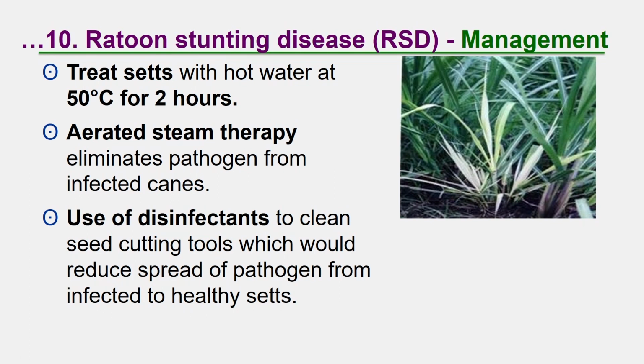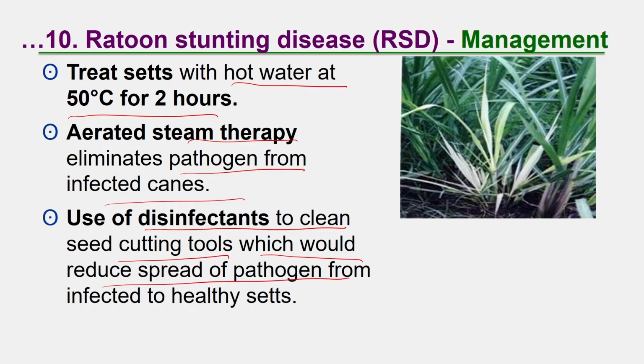Treat sets or seeds with hot water at 50 degrees centigrade for 2 hours. Aerated steam therapy eliminates pathogen from infected canes. Use disinfectants to clean seed cutting tools, which would reduce spread of pathogen from infected to healthy plants. Many times farmers use implements like gandasa or sickles to cut the sets during sowing or planting. Those implements should also be disinfected from time to time.